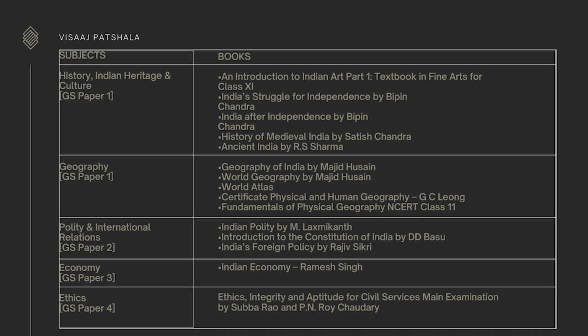In GS Paper 1, from the Geography section, you can read Geography of India by Majid Hussain and also World Geography by Majid Hussain, which are good books, and the World Atlas, that is of Oxford. Other books are Certificate Physical and Human Geography by G.C. Leong, and the other book Fundamentals of Physical Geography NCERT Class 11. These are the books for GS Paper 1.